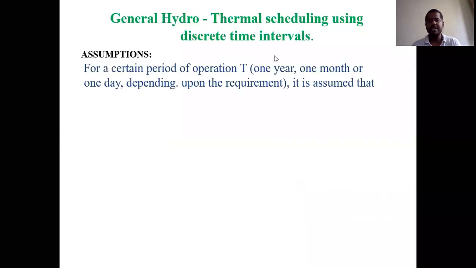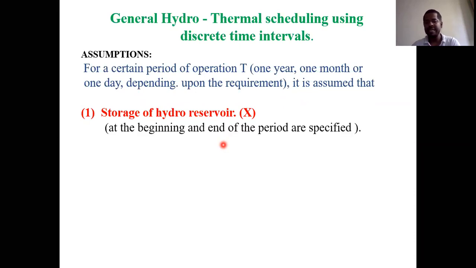What is the first assumption? If you assume a particular time period, then in that time period the storage of the hydro reservoir is a known quantity. Whatever water is there in the reservoir is a known quantity at the beginning, and at the same time at the end of the time period.